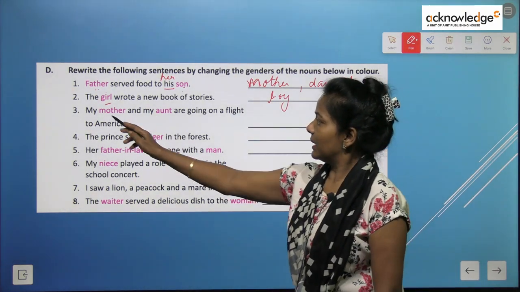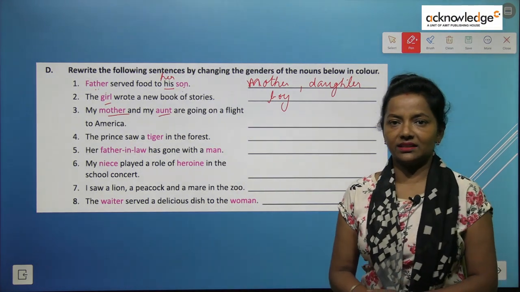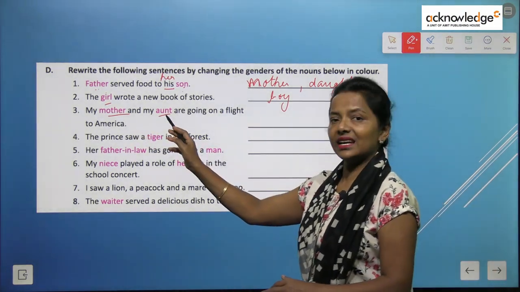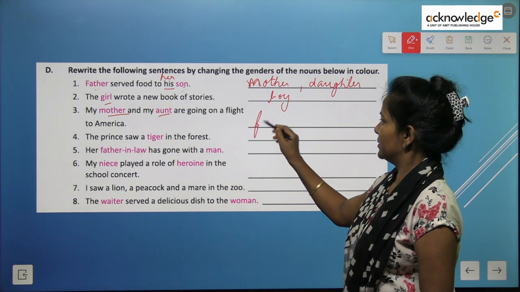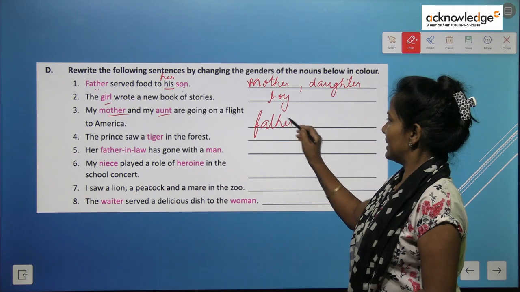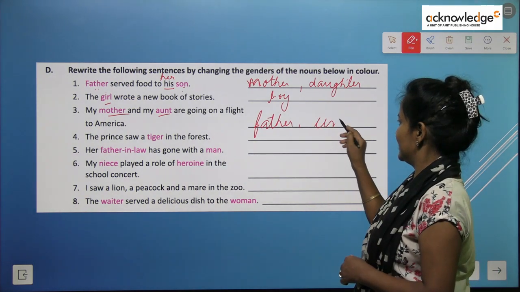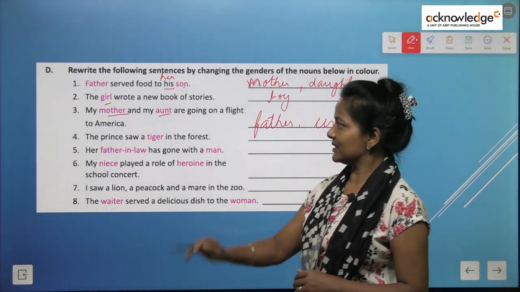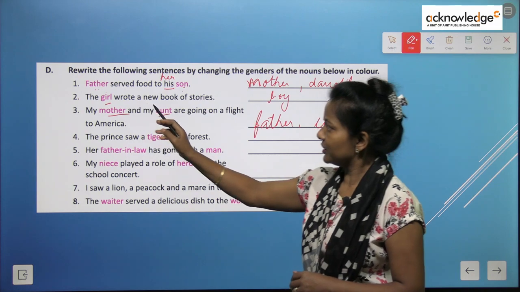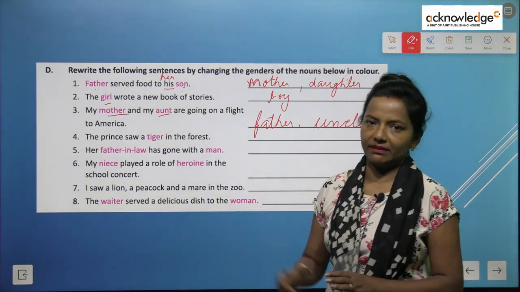My mother and my aunt are going on a flight to America. Here we have to change mother and aunt. Mother changes into father. Okay? Mother का masculine हो गया father and aunt uncle. Aunt का क्या हो गया? Uncle. So now how do we read this sentence? My father and my uncle are going on a flight to America.